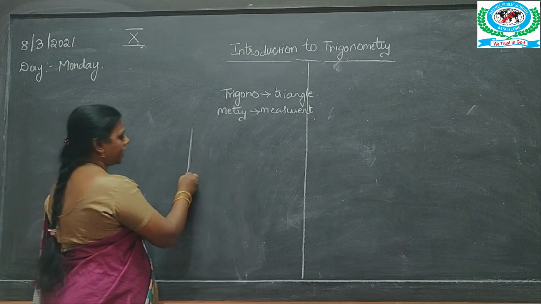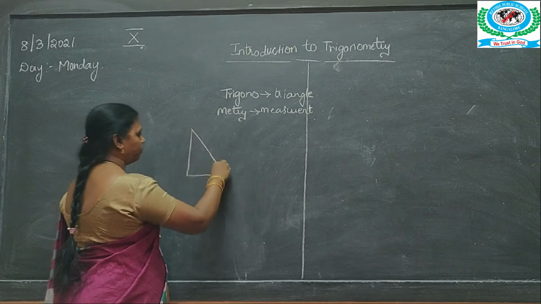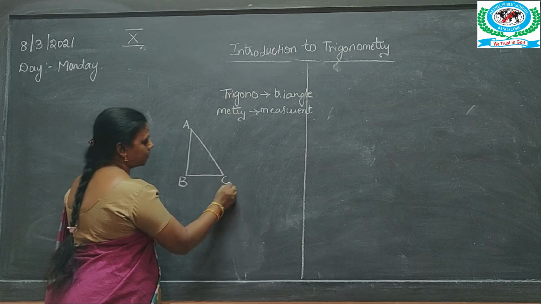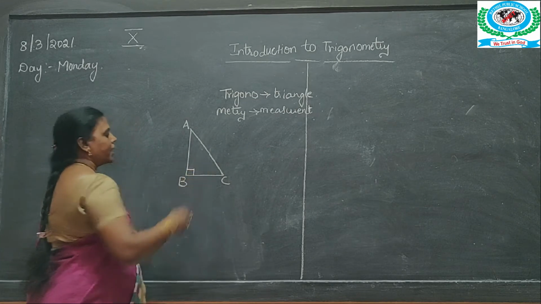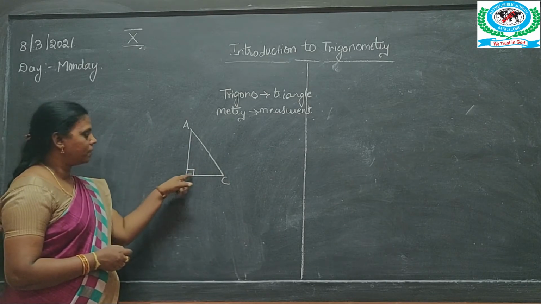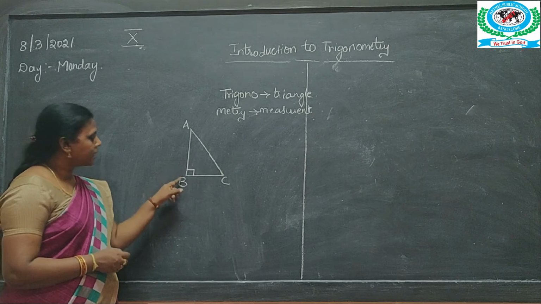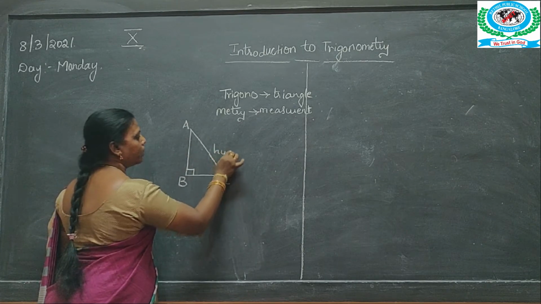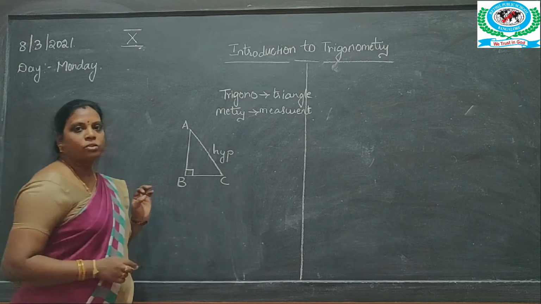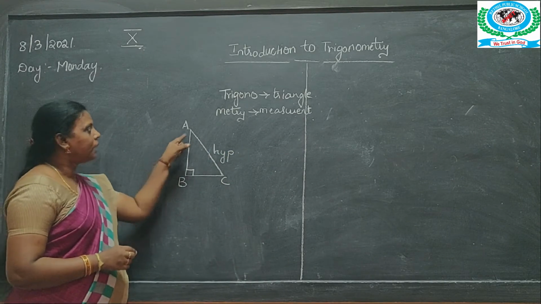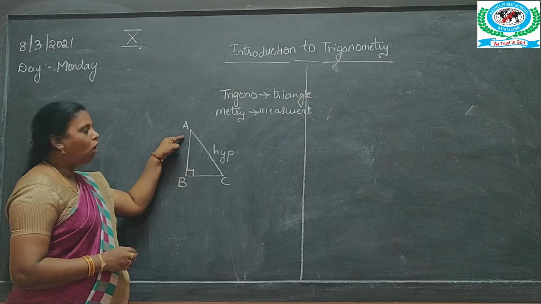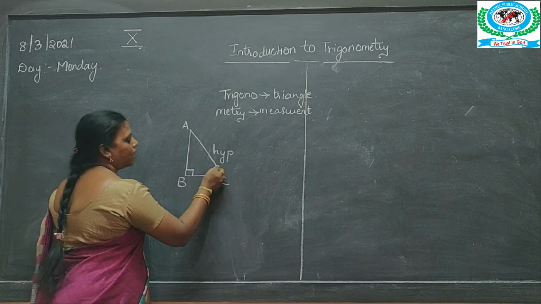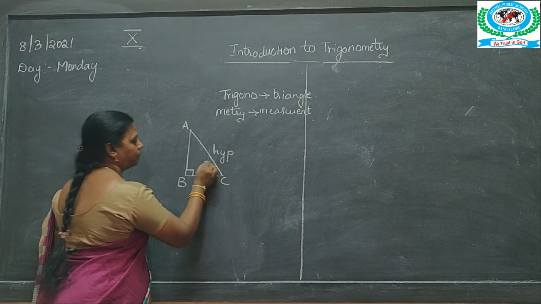Suppose you have a triangle ABC, with the right angle at B. So B will be 90 degrees. The side opposite the 90 degrees is called the hypotenuse. The angle theta, you can take either at A or at C. Suppose I am taking it at C.